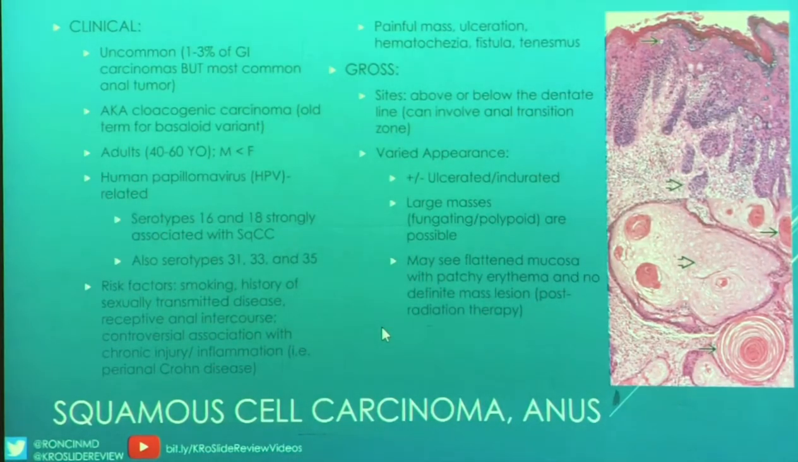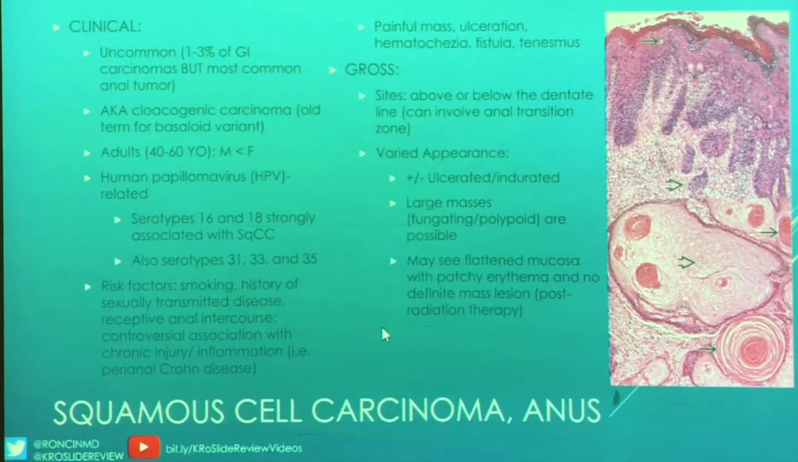Okay, so thankfully this is relatively uncommon. It's only 1 to 3% of GI carcinomas, but pretty much all the anal tumors you're going to see are going to be squamous cell carcinoma. There's that cloacogenic carcinoma or basaloid variant. This tends to occur in adults between 40 and 60 years old, men less than women.